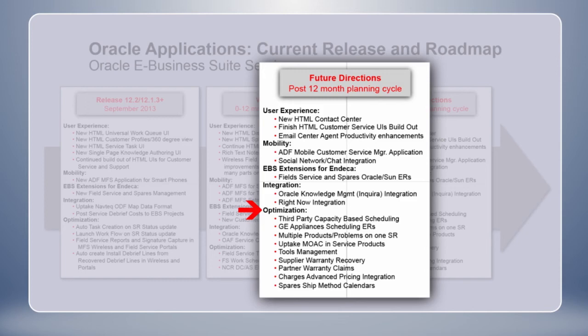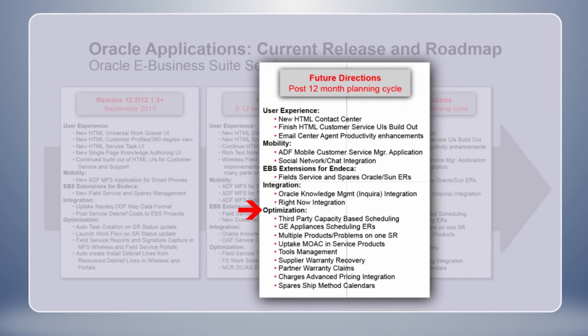Multiple products and problems on a service request. Today, on a particular service request, a customer can only really have one problem and one product, and we've seen this in many of our customer advisory boards where they want to be able to have the customer call in and report multiple problems, but still only have one service request to manage through that life cycle. Another thing we're trying to do is uptake what's called MOAC, multi-org access control, in the service products. That's something that exists in most of the rest of EBS, and we've had our customers ask us to put that level of security into the service products.